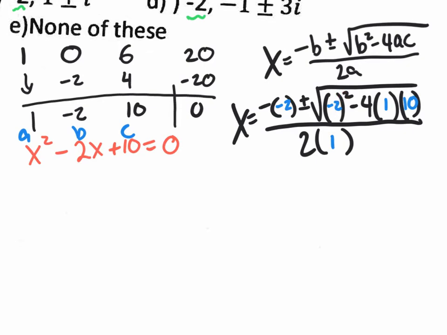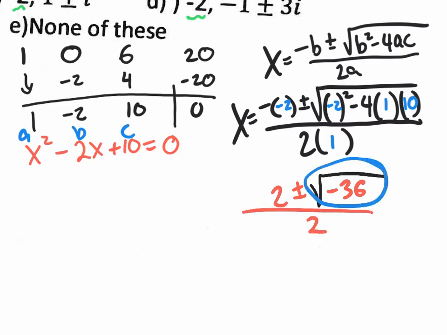So we really have 4 take away 4 times 1 times 10. That's 40. So you have 4 take away 40. I know I'm doing this work in my head. I apologize. What is 4 take away 40? Negative 36. We have a plus minus right in front of it, and we have a positive 2 out in the front. And it's all divided by 2. So the question is, what is the square root of negative 36?